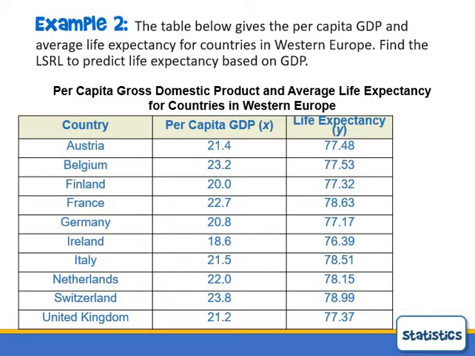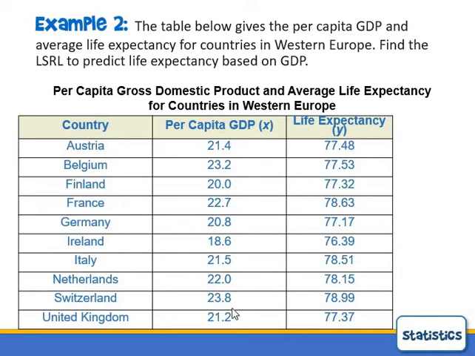Sometimes you just see the LSR, but LSRL is least square regression line, to predict life expectancy based on the GDP, the gross domestic product. So we have some different countries here. We have their per capita, per person, gross domestic product, and then we have the life expectancy here. I'm not sure what the units are on these, maybe thousands of dollars.